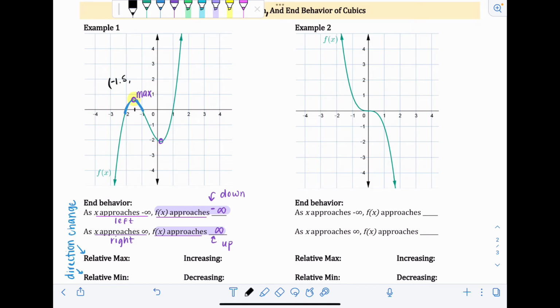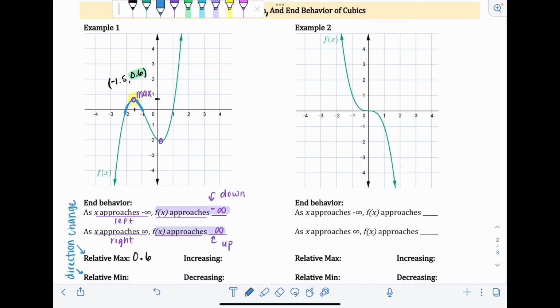And then for the y coordinate, it's between 0 and 1, but it looks a little bit closer to 1. So I'm going to estimate it at 0.6. And then remember, like a max or a min, same thing with quadratics, it's just the height of the point, because it's the highest point or the relative highest point. So for the answer part for relative max, I would just put the y coordinate, I would put 0.6, but we will need to use that x coordinate in a second, so we want to know it.